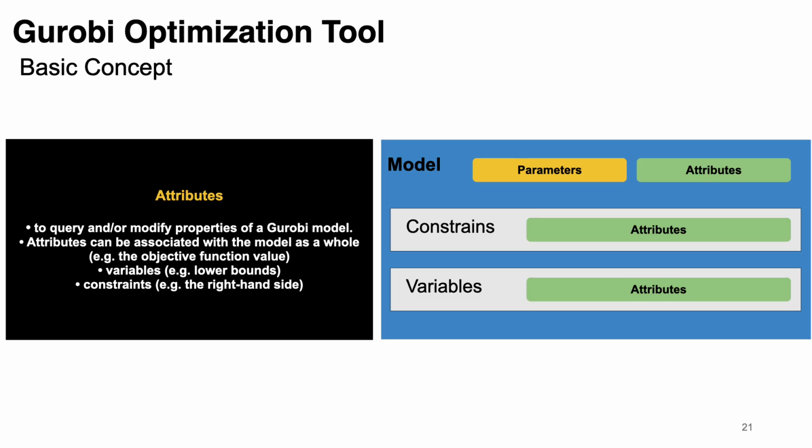Second, we have variable attributes, which define the character of each decision variable, like its lower bound, its upper bound, or its name. Third, we have constraint attributes, which define the rules, such as the sense of the inequality or the value of the right-hand side. Think of attributes as the data points that make your model unique. You will use them constantly to extract your results after an optimization run, asking Gurobi questions like, what value did variable X take?